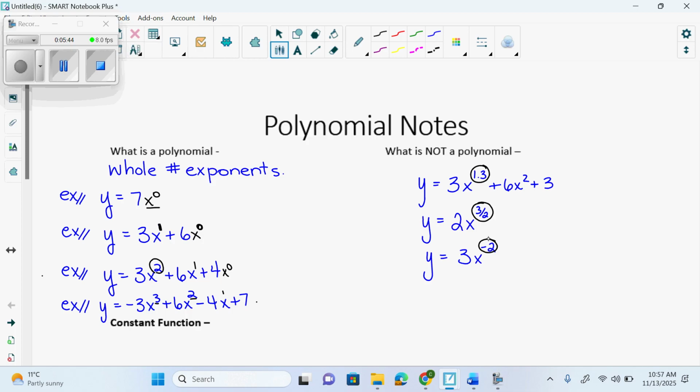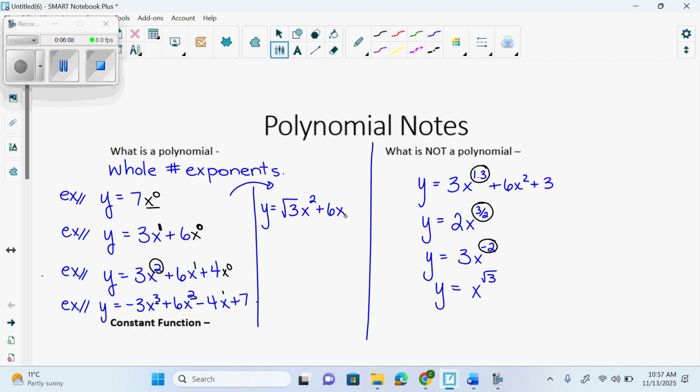Another one could be y equals x to the square root of 3. That's not a whole number. What is a polynomial that often throws people, though? Often it's this. So this is a polynomial: y equals square root 3 x squared plus 6x. People will tell me that's not a polynomial. What's the only rule about polynomials? It has to have whole number exponents, not coefficients. So this one has a 2, this one has a 1. That passes, right?